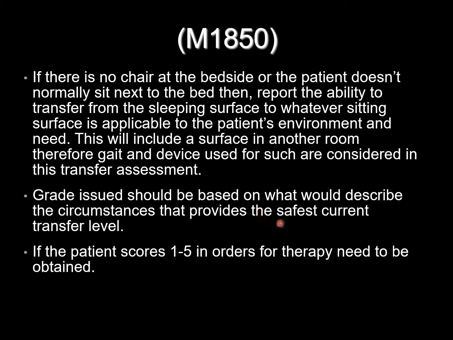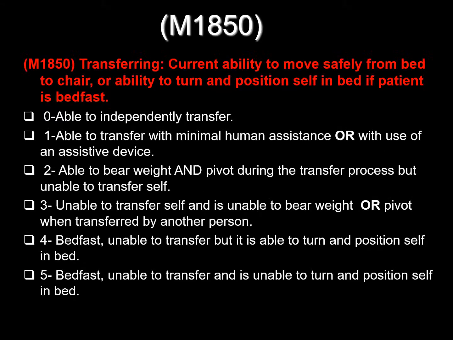Once we have all the data, the grade that's going to be issued is going to be one based on what would describe the circumstances that provides for the safest current transfer level for this patient. Keep in mind, just because someone can do it doesn't mean they're safe necessarily, and if that's the case, you need to score them at a level that would indicate such, which often is going to be the level below. And if the patient scores 1 to 5, it would be appropriate to have therapy assess this patient and also improve. If you look at the Oasis, you will see the question listed in this fashion. So we're going to take a moment to look at each one of these and what would substantiate the proper answer.